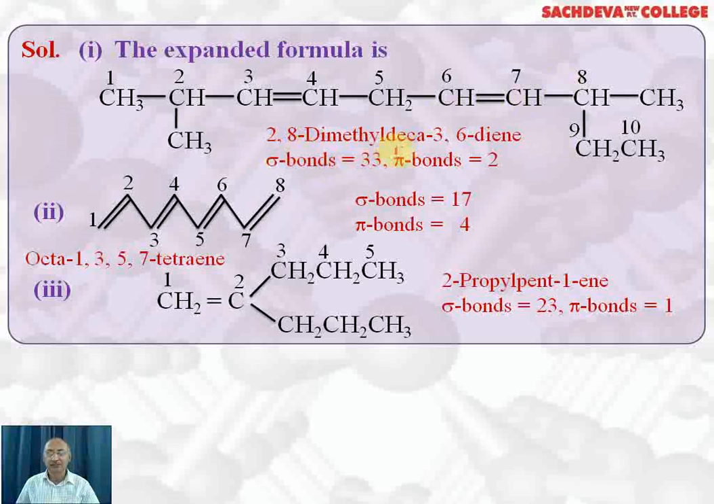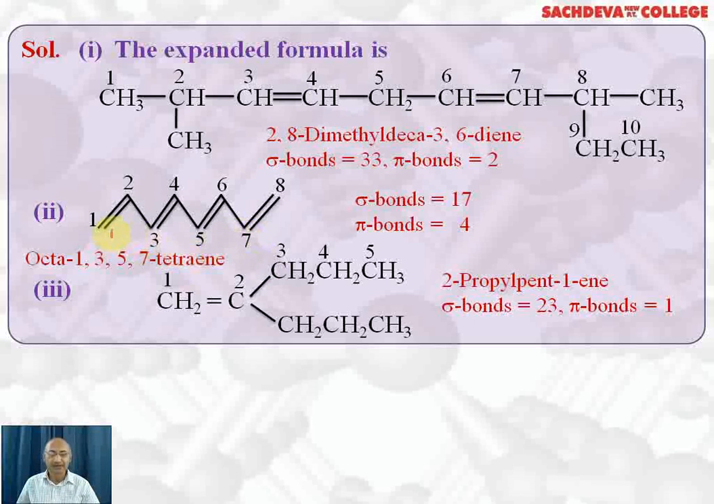Total carbon atoms are 10, so we write deca. After the third carbon atom there is a double bond. After the sixth carbon atom there is a double bond, so we call it 3,6-diene. And if you count all the single bonds, there will be 33. Pi bonds are 2. The double bond contains 1 sigma bond and 1 pi bond. So there are 2 double bonds, so it will contain 2 pi bonds.